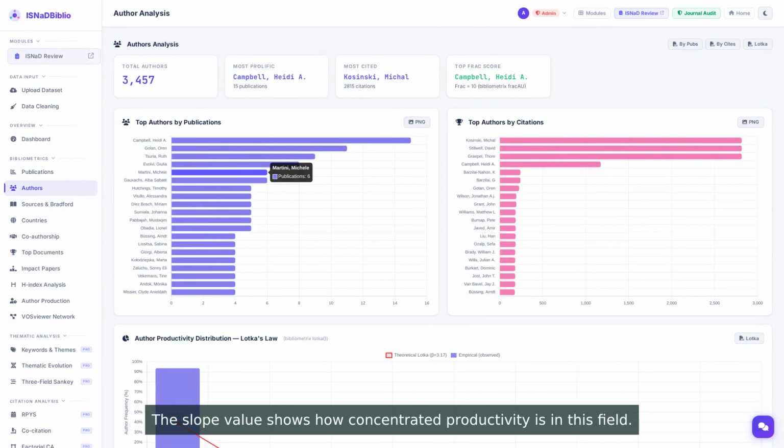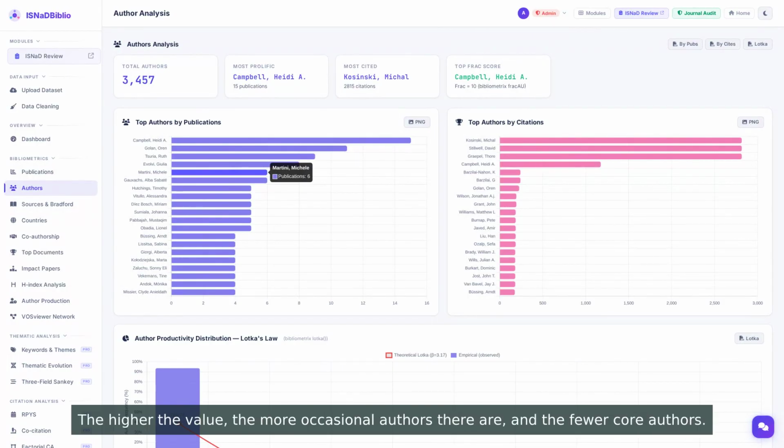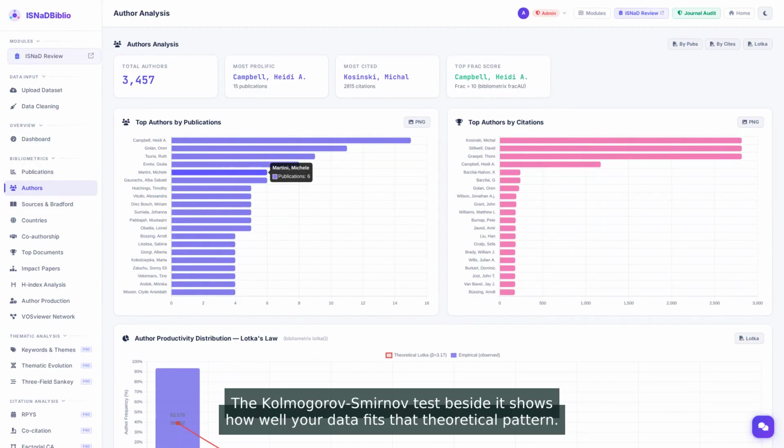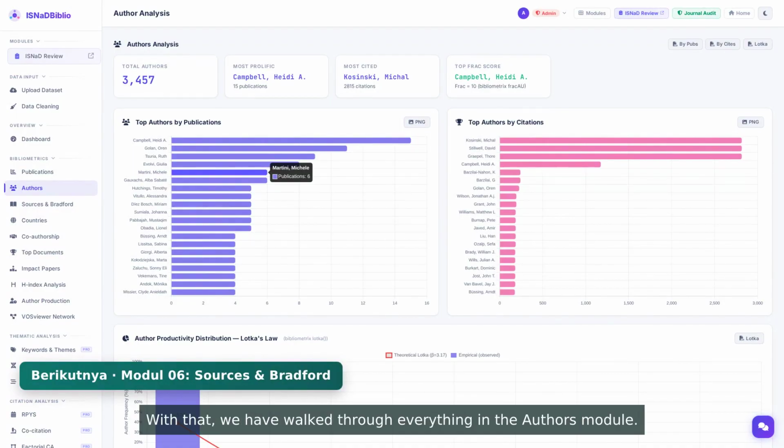The slope value shows how concentrated productivity is in this field. The higher the value, the more occasional authors there are, and the fewer core authors. The Kolmogorov-Smirnov test beside it shows how well your data fits that theoretical pattern.